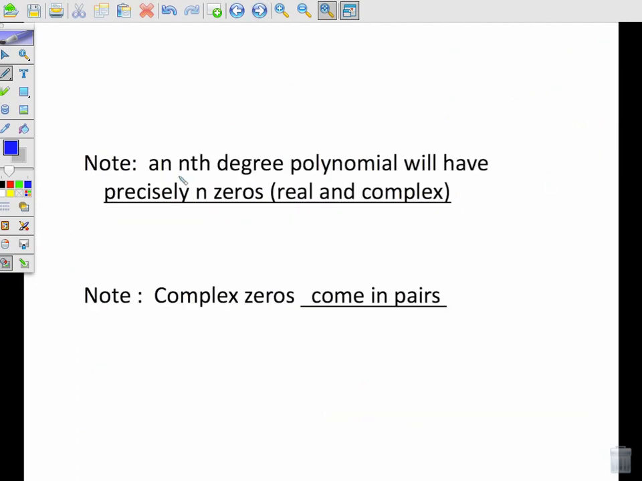All right, here's some other information that's important. An nth degree polynomial will have precisely n zeros, real and complex, all together. And the complex zeros always come in pairs because they're plus and minus the square root of something, so they always will come in pairs.